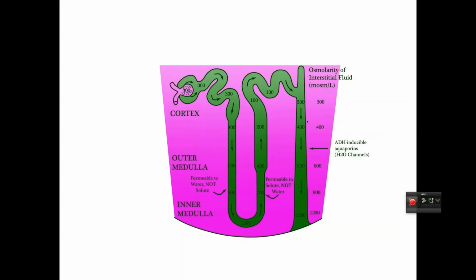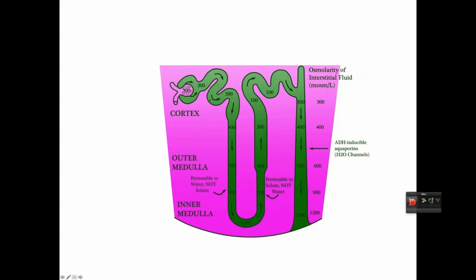Why is it isoosmotic? Because of bulk flow, which is like everything goes through the basement membrane. That's true. But what about all the reabsorption of that solute? Well, I'm going to pick on Maria. Maria, what do you think?